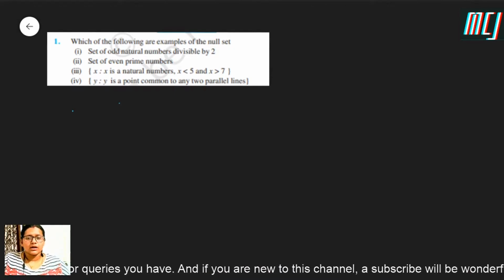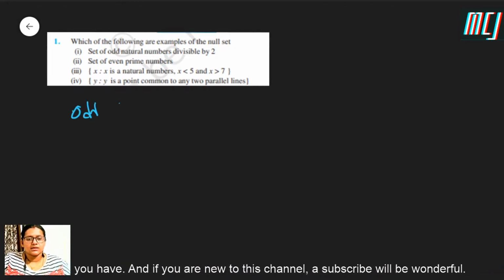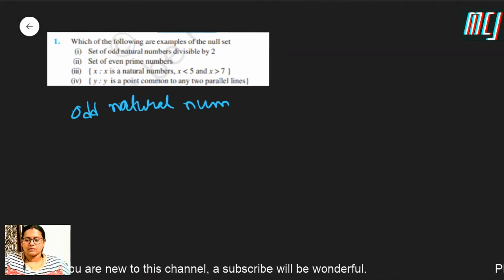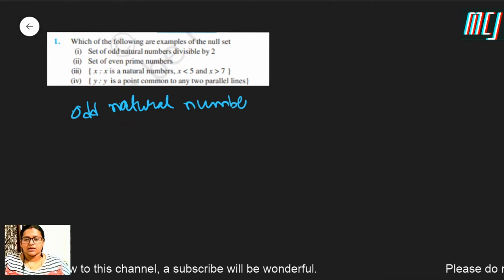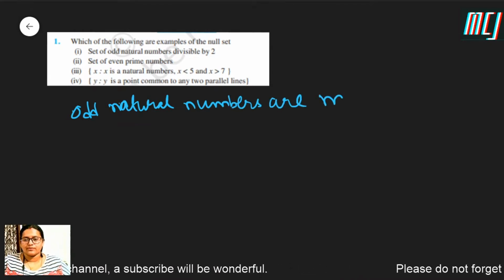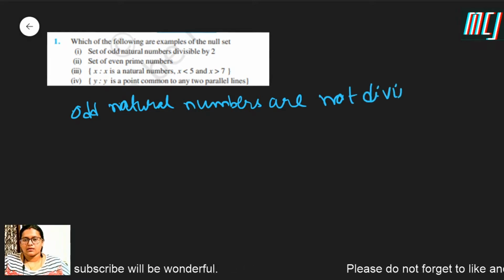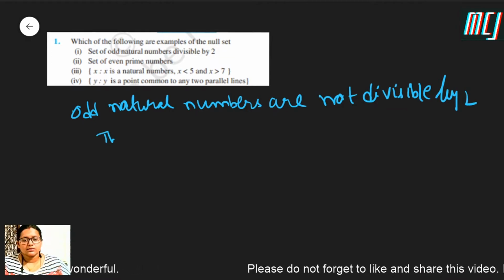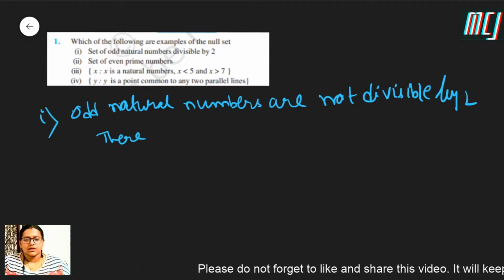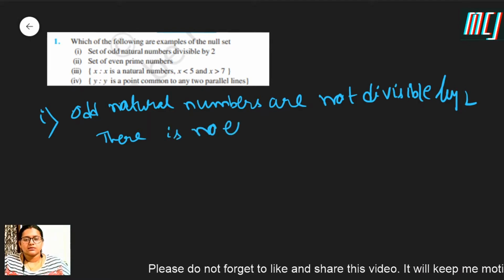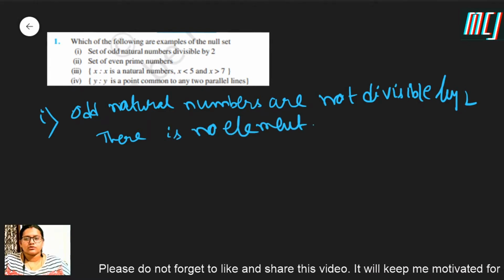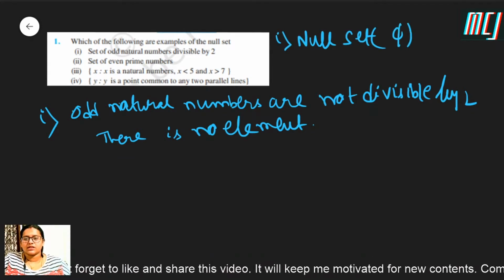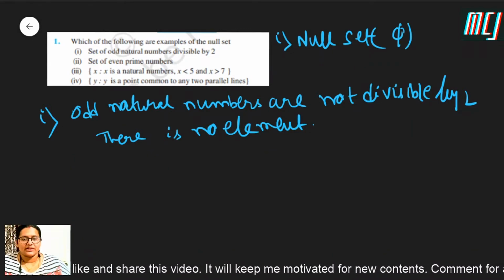So odd natural numbers, those are not divisible, right? Odd natural numbers are not divisible by 2. So there is no element. So it is a null set, right? Null set means which doesn't have any element, denoted by phi. Clear?